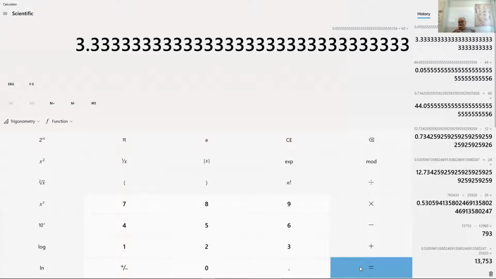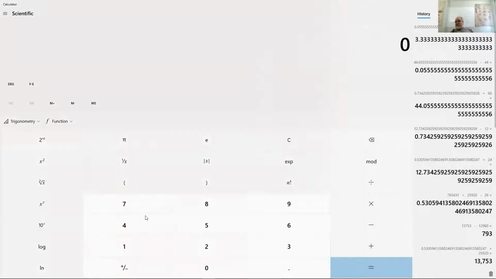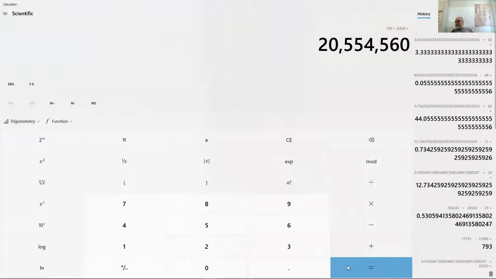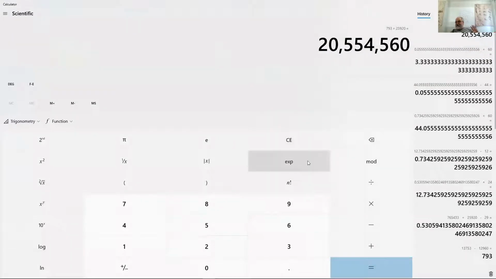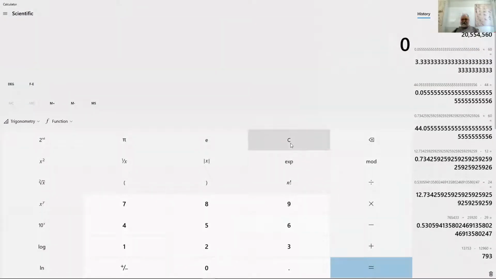Does that make sense to people? That basically, if I go like this, 793 is the number of parts. That would be the minutes and seconds. So if I multiply this by, anyway, I'd have to multiply it by 25920. Never mind. I'm not going to do that. That's going to be confusing. So let's just leave that calculation alone.